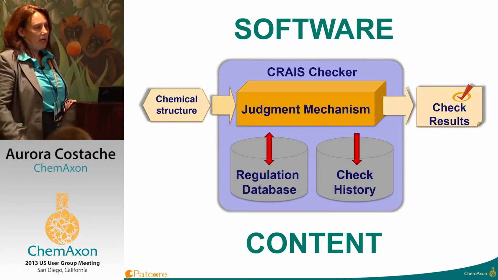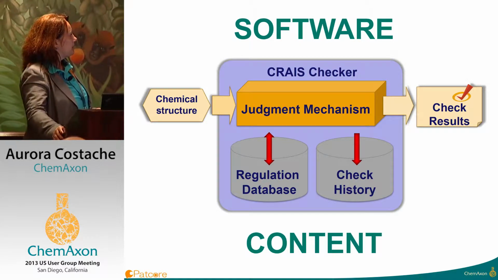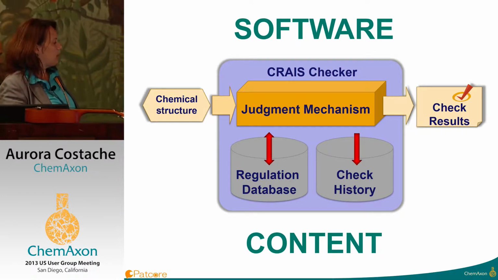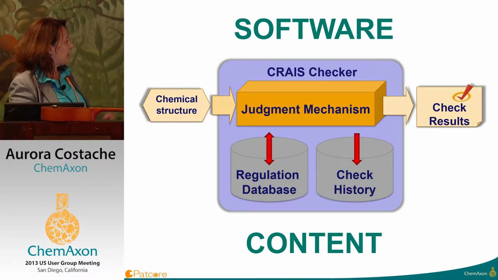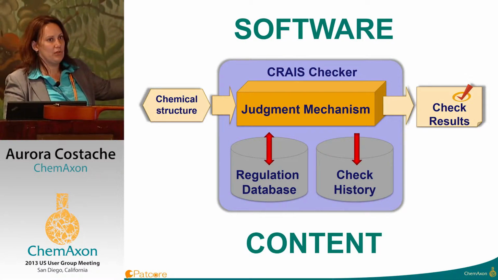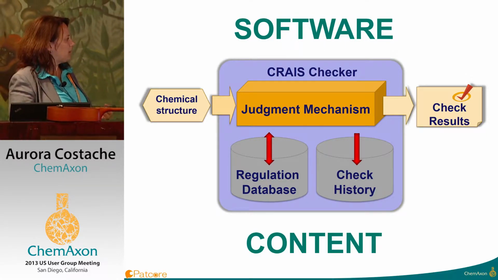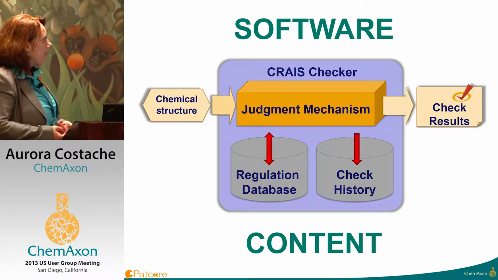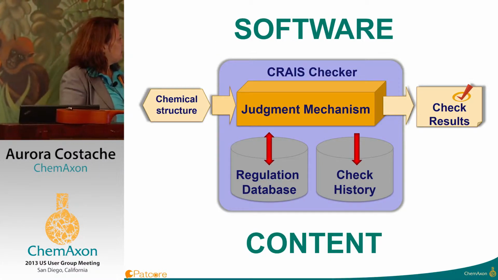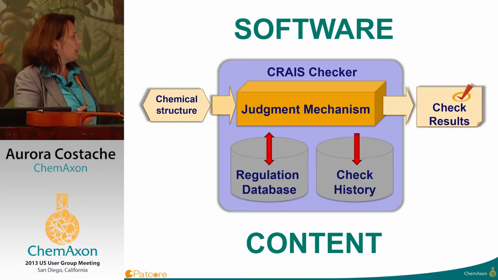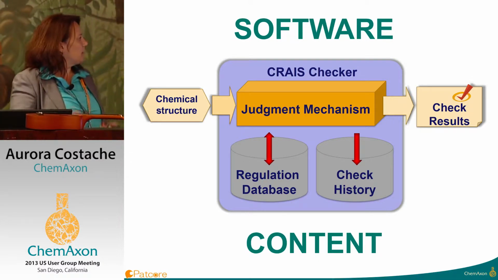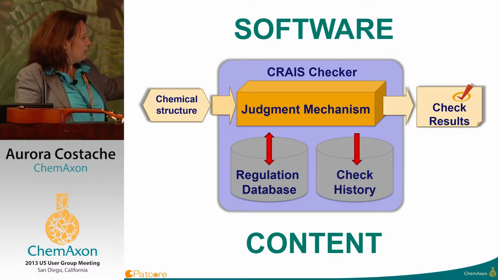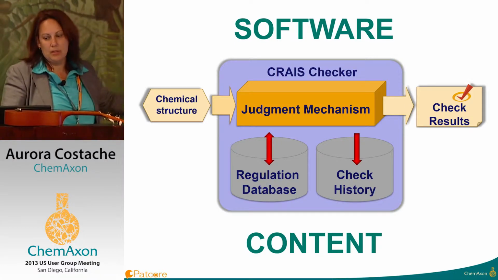So let's take a look at the architecture of this tool. It's actually very simple. It has two databases. One where all the laws and all the compounds are kept, the regulation database, and also a check history database where you can go back and look at the history, when a new compound was registered, who registered it, and so forth. So the system is simple. You enter a chemical structure. You can draw the structure. You can convert the name to a structure using ChemAxon technology. And then you can search the structure in the regulation database, and you'll have the result. So it's very, very simple.